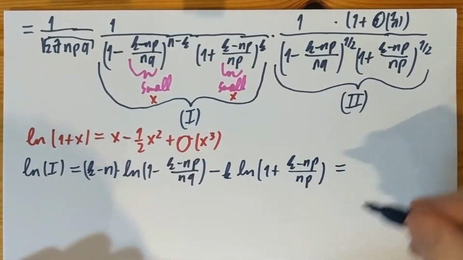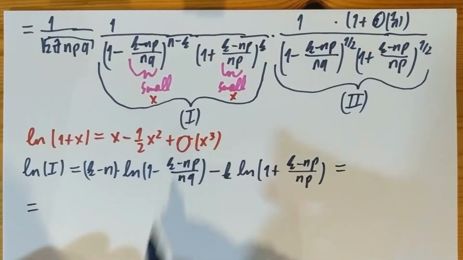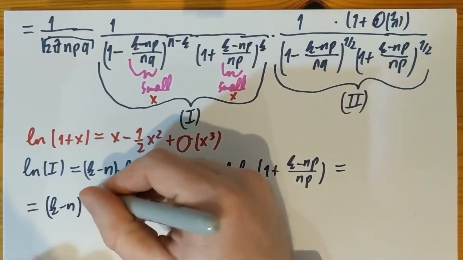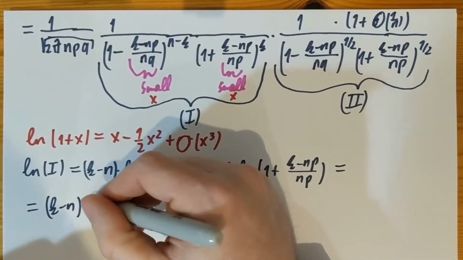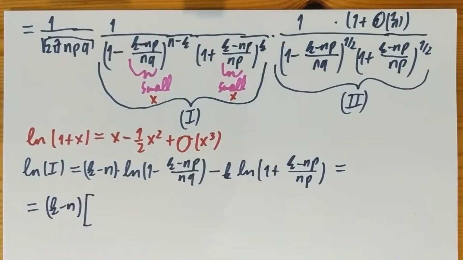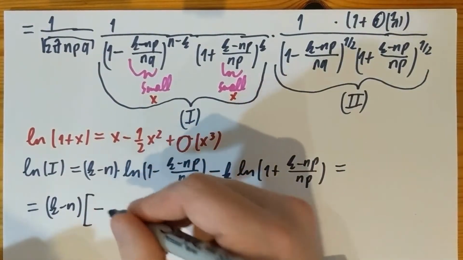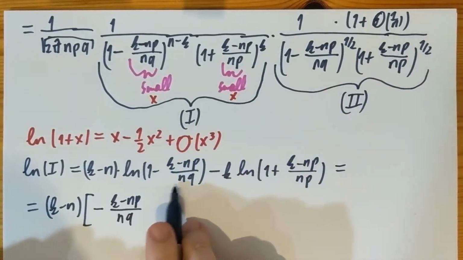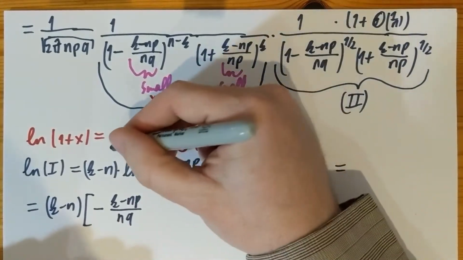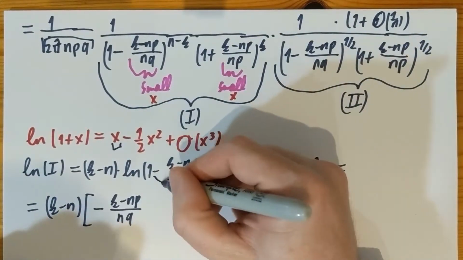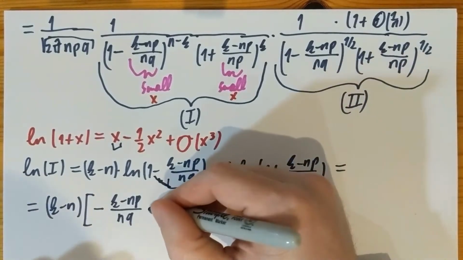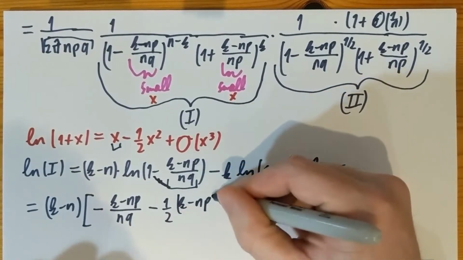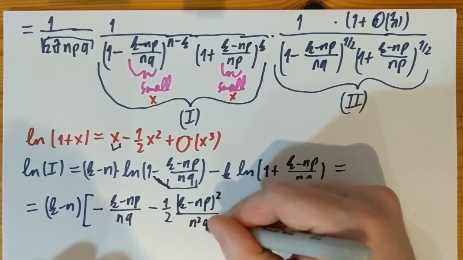And now we're going to do the Taylor expansion of log up to second order like this. So that gives k minus n, let's factor out k minus n, and then x, which is minus k minus np over nq. This is my x, right, together with the minus sign actually. And minus 1/2 of x squared, so k minus np square over n square q square.